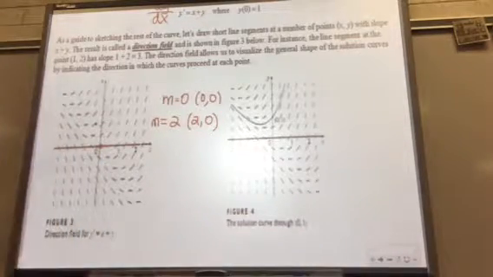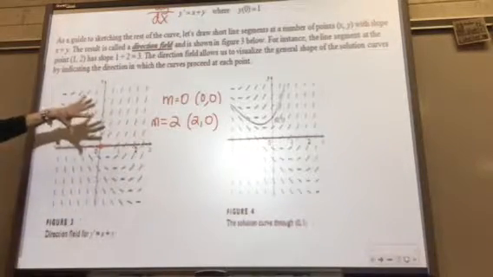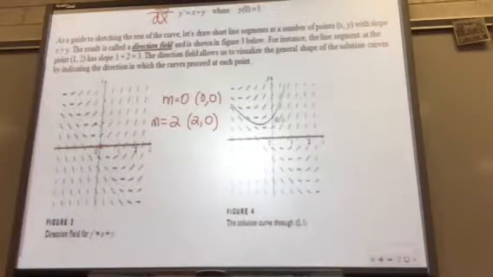So on the AP exam, they could ask you to sketch a slope field. It will not be this many points. Okay? I've never seen them do more than 9 or 12. But they may also ask you to sketch it and to draw an actual solution to it. They'll tell you a specific point that they want you to draw a solution through.